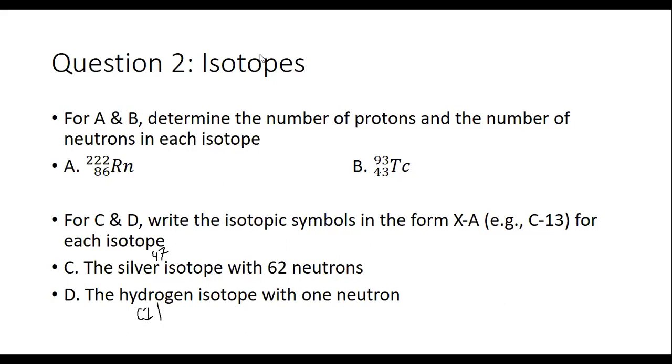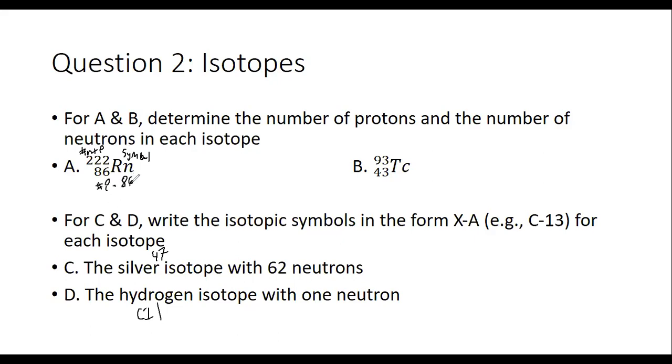In case you're completely lost, let me do it. If you do ever find yourself completely lost, please let me know, and I'll be happy to help as much as I can. So for A, we have this Rn compound. Remember what this says: this is the symbol, the number of protons, and the number of neutrons plus protons. So in A, how many protons are there? Well, it says right there, there's 86 protons.